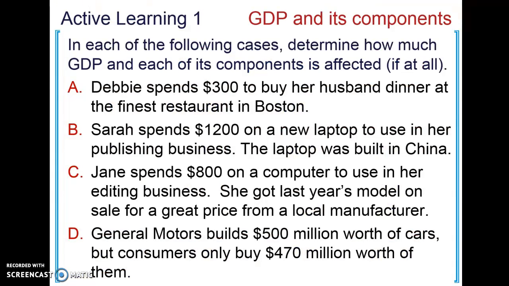In this active learning assignment, look at each of the following cases and determine how much GDP and each of its components is affected, if at all.